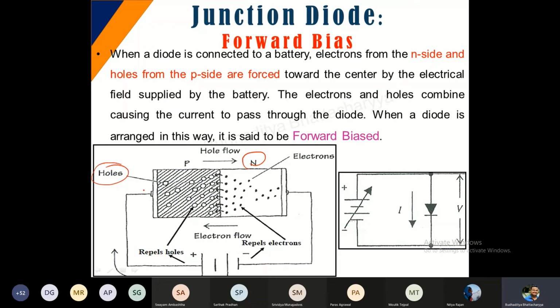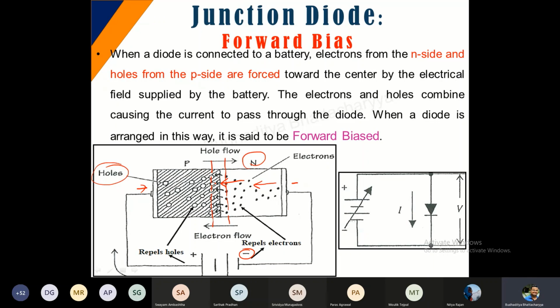Whenever the plus comes to this end, the connecting junction, the holes will be repelled. Holes don't really move, as I said; a hole is a virtual object we are considering here. If I consider the other way around, the electrons, which are the majority, get repelled by this negative terminal. As it is negative, the electrons will move more and more towards the junction. I will come back to this segment because it is very important.